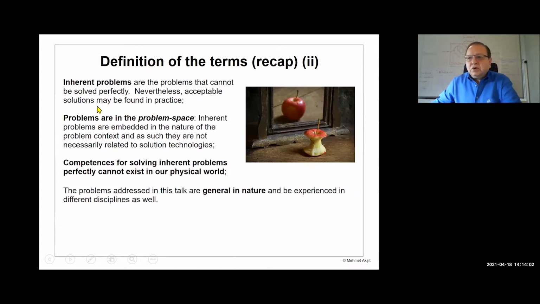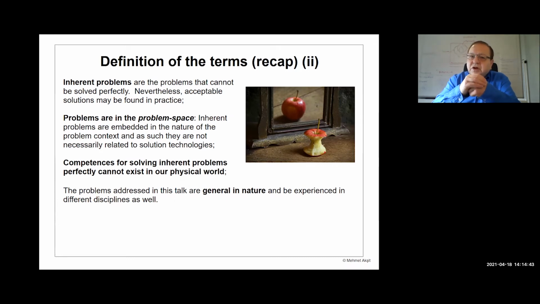Also, as I presented in the first lecture, inherent problems are the problems that cannot be solved perfectly. Nevertheless, acceptable solutions may be found in practice. A very important aspect of these problems is that they are in the problem space, which means that no matter what technology you use, no matter how advanced the technology is, you still may not be able to address and solve these problems. You cannot, in fact.